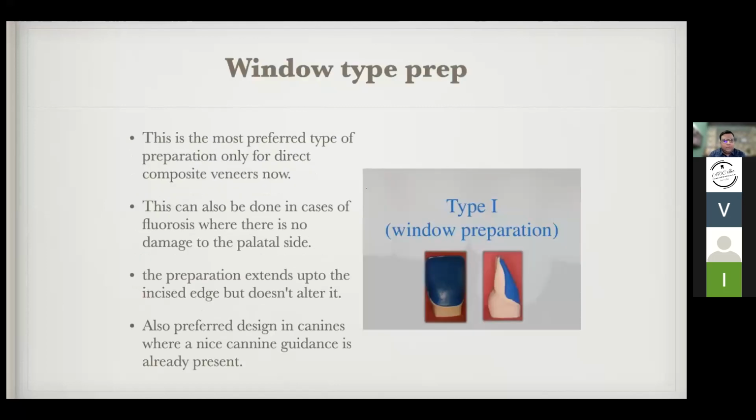This is a window prep. This is the most preferred type for direct composite veneers mostly. It can also be done in cases of fluorosis where you feel the contacts are good and you don't have to alter anything. Preparation extends out to the incisal edge but doesn't alter it.